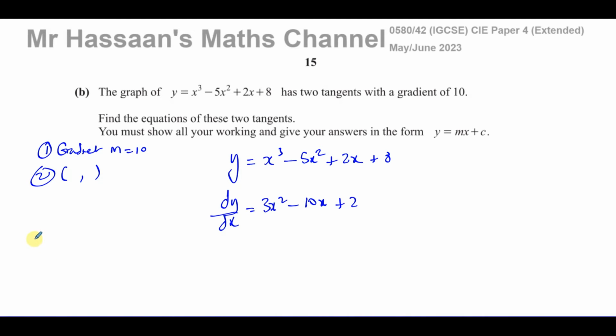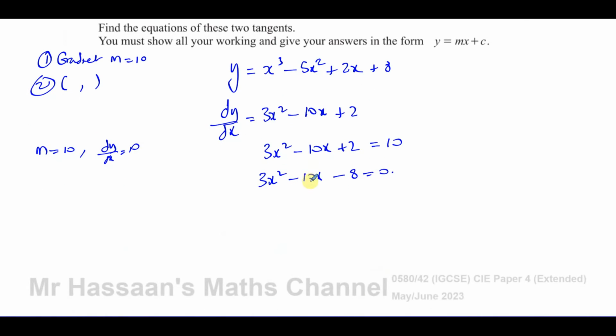So we know that when the gradient of the tangent is 10, that means dy dx has to equal 10. So if I equate this to 10, I have 3x squared minus 10x plus 2 equals 10, and I solve this equation, 3x squared minus 10x minus 8 equals 0. Solving this equation will give me the x values of the places where the gradient on the graph is 10. Okay, so to solve this, I think I can factorize this. I think you should be able to factorize it. I don't think it will give you a difficult kind of third form number.